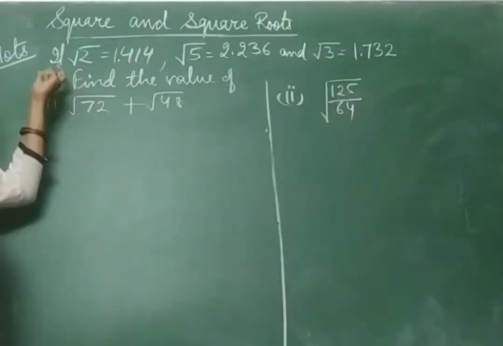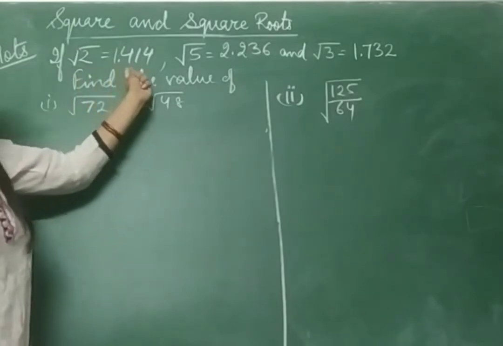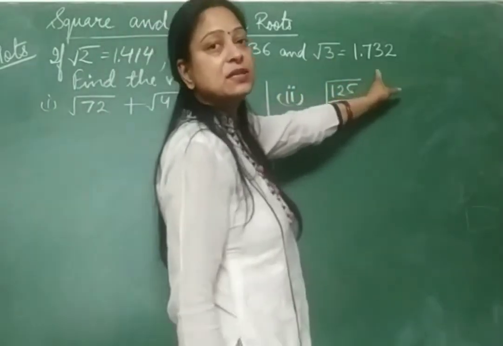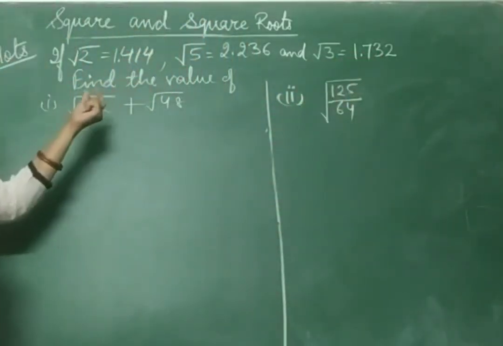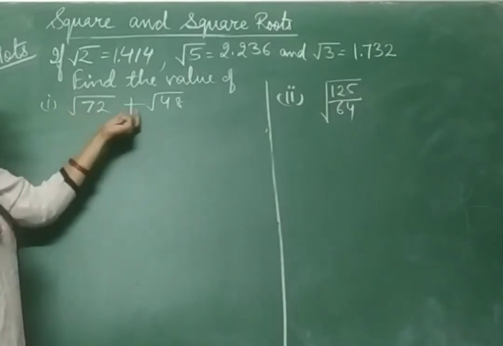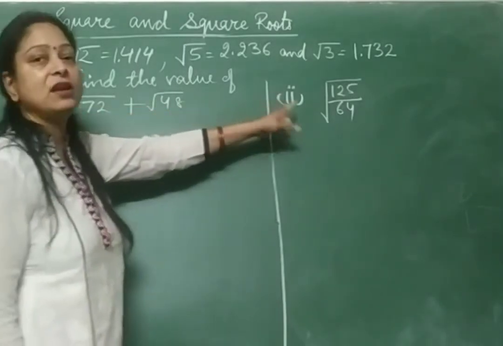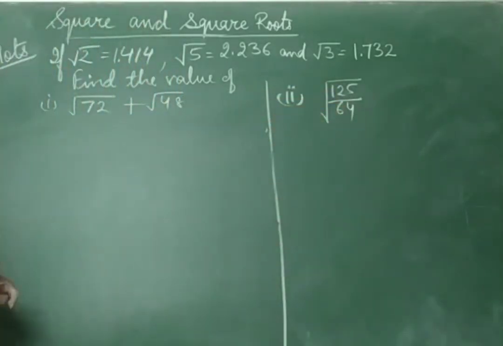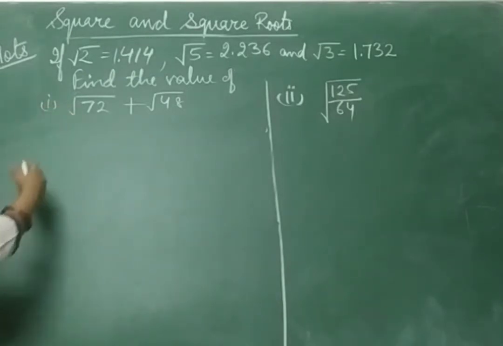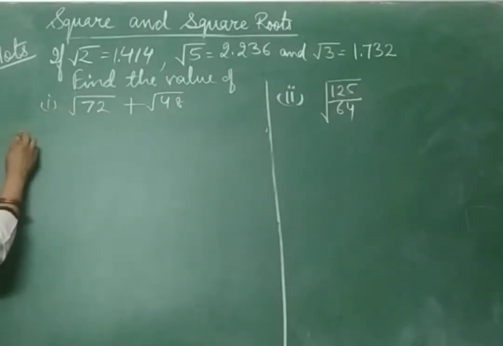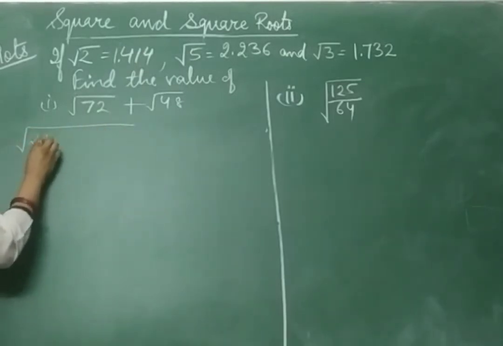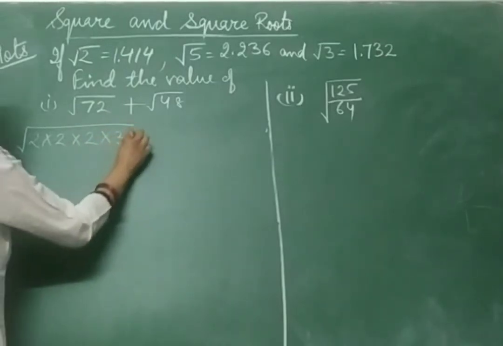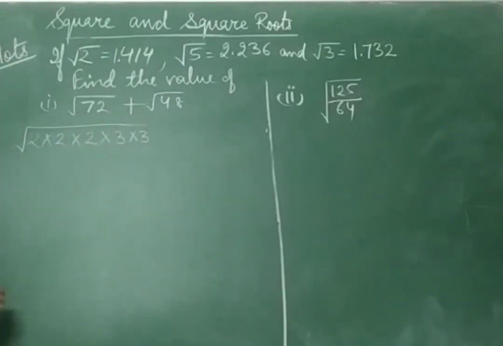Now dear students, in the next question, square root of 2 is given, that is 1.414, square root of 5 is given, that is 2.236, and square root of 3 is given, that is 1.732. Now we have to find the value of square root of 72 plus square root of 48, and in the next part we have to find the square root of 125 divided by 64. Before finding the square root, first we have to make the prime factorization of 72. Let's start. 2 2s are 4, 2 4s are 8, 3 8s are 24, 3 24s are 72.